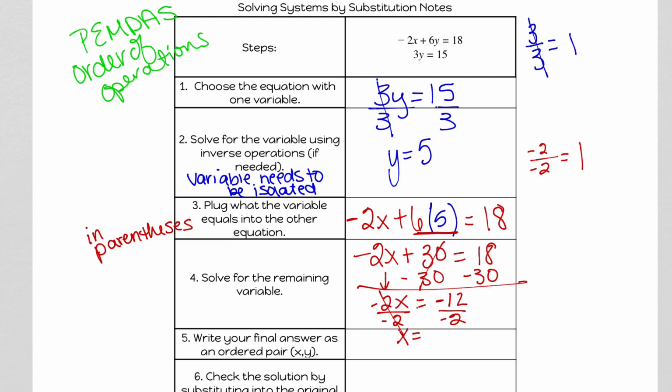I know, again, I have negative 12 divided by negative 2. A negative over a negative is a positive. So I'm going to go ahead and draw my line through that. And then I have 12 over 2. 12 divided by 2 is 6.